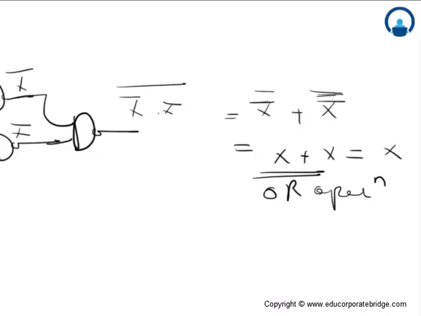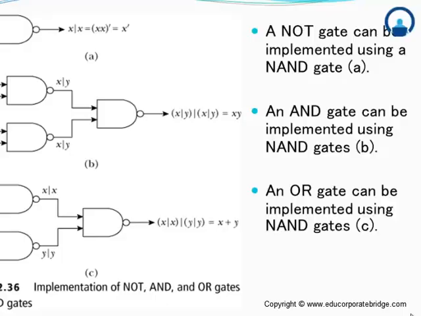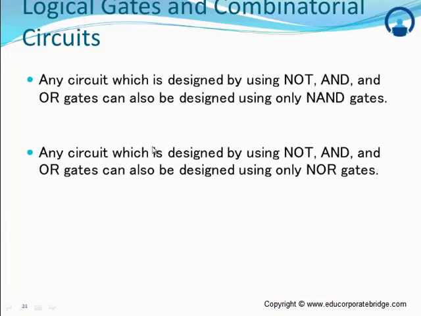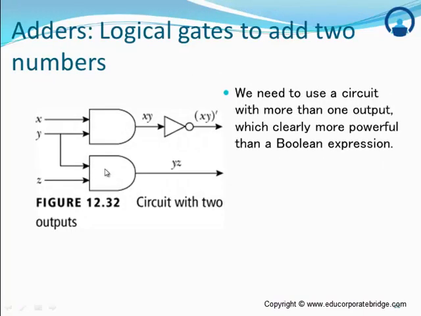Hence we have seen here that the entire operations that can be performed by the basic gates like AND, OR and NOT, all three operations can be performed by the single NAND gate. That is the reason why the NAND gate is called a universal gate. Similarly, the NOR gate can also be used to perform the universal operations like what has been performed by the NAND gate. That is the reason why the NOR gate is also called a universal gate.